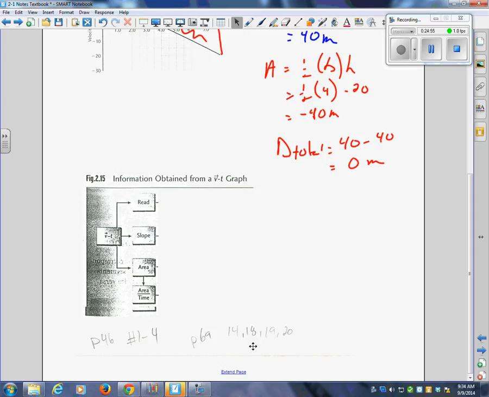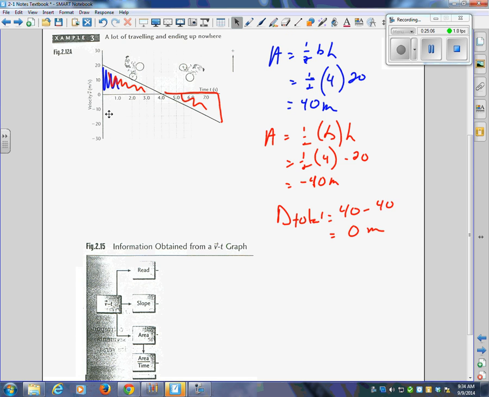Acceleration. To calculate the acceleration. Oh, this actually is important. To calculate the acceleration, take the slope of the line as shown in figure 2.13. Both the negative and positive sections have the same acceleration. This is weird.